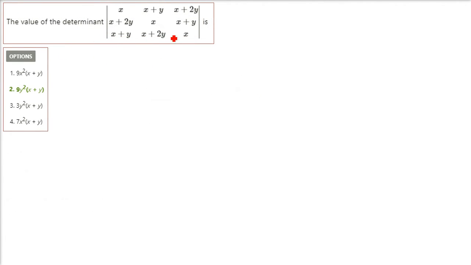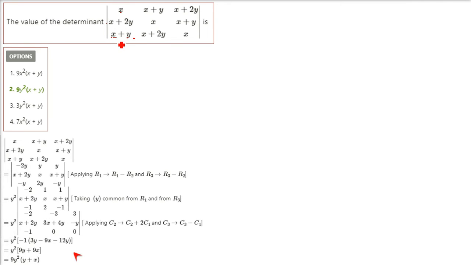The value of the determinant. Okay. The answer is second, but how does it come? I can see that we can take certain things common. How? Either you subtract any row or column, you get some zeros, or you can get 1, 1, 1 in any row or column, you will definitely get 2 zeros.